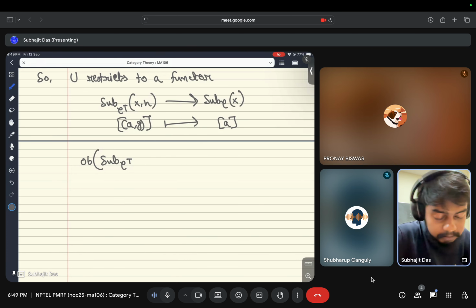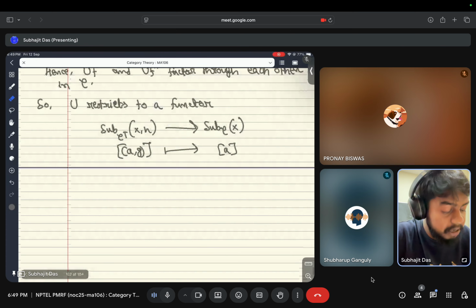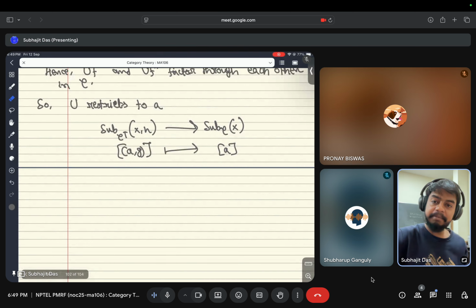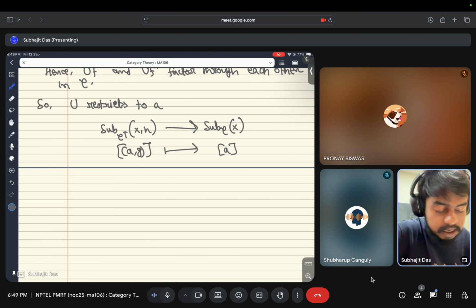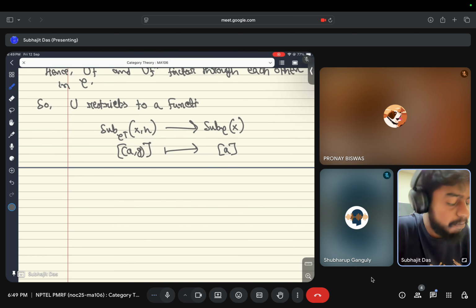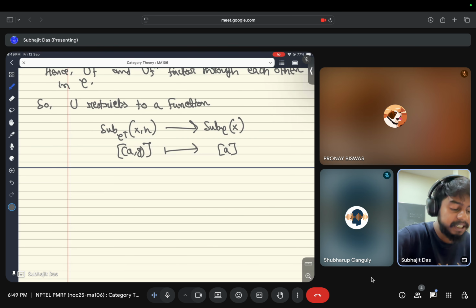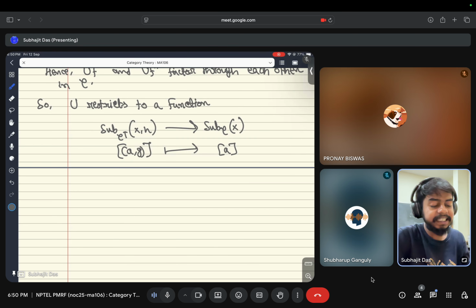Oh, okay, I think I've lost my mind today. Why am I writing functor? We haven't even claimed anything about Sub C X being a category. So let's say the object part of U restricts to a map from Sub C^T X_H to Sub C X, sending the equivalence class of (A, G) to the equivalence class of A. This is well defined as proved, hence a function.